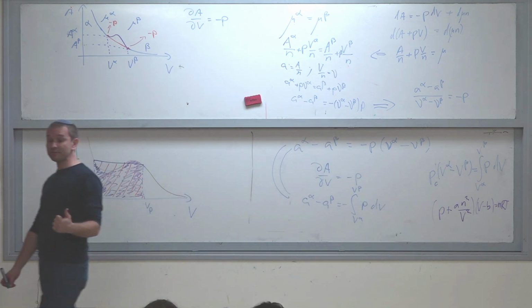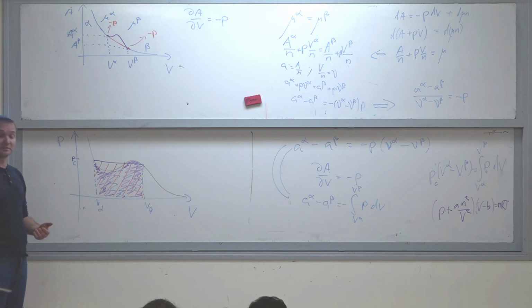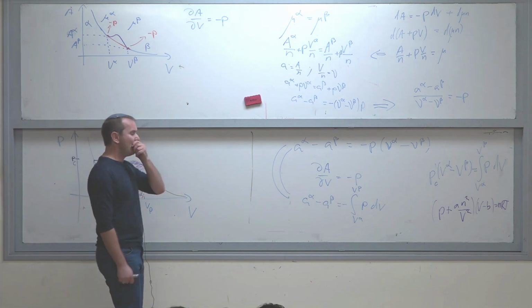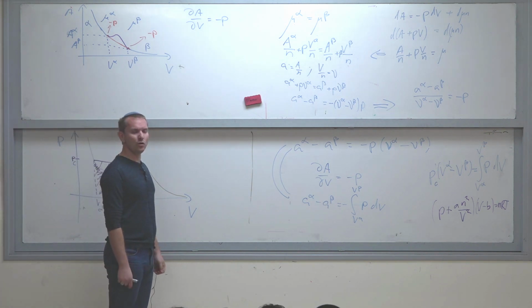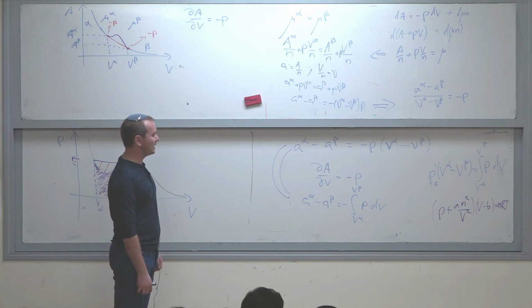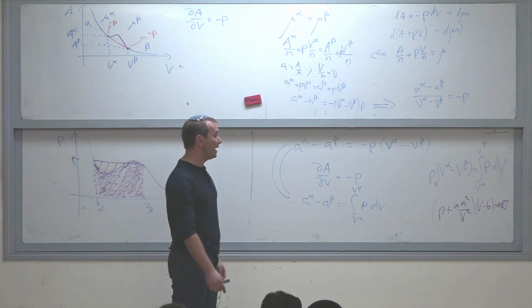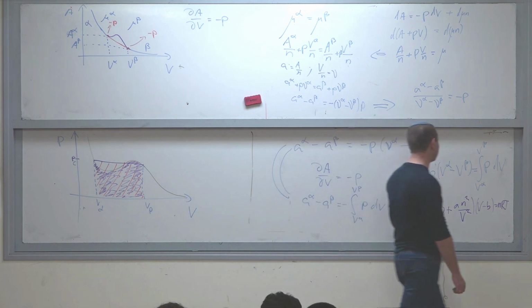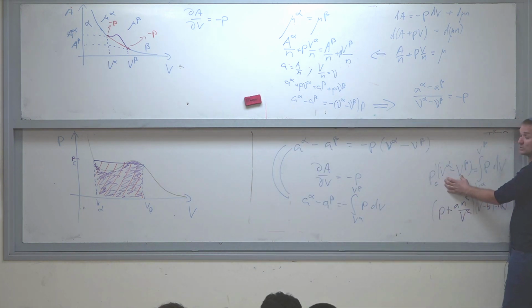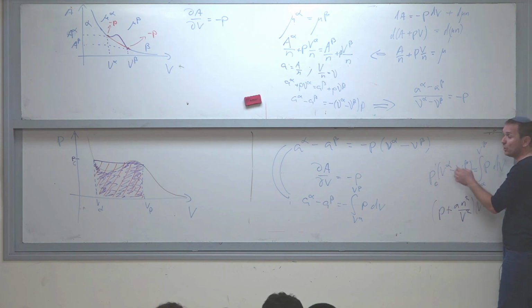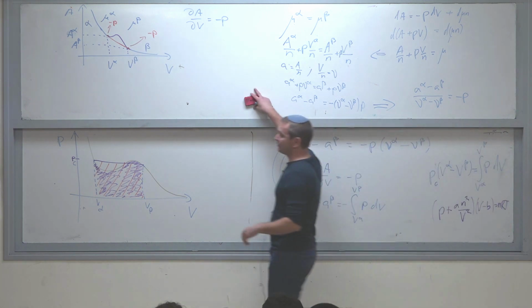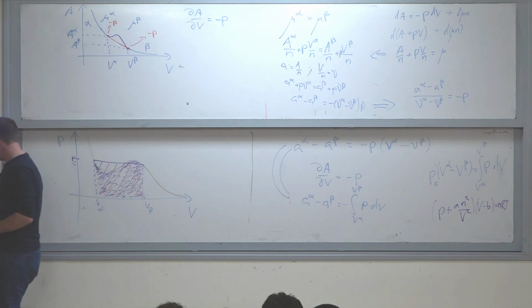This is how I find it: if I know the equation of state, if I know how the pressure of the gas depends on the volume, I can use this Maxwell construction to find the specific values for the pressure and for the volume, in order to solve where the phase transition occurs.